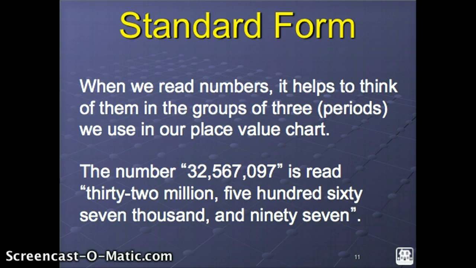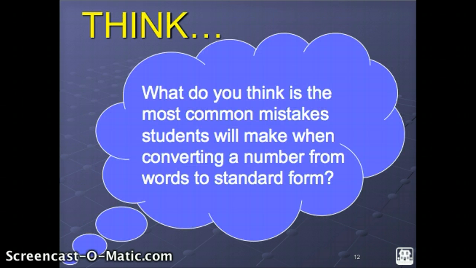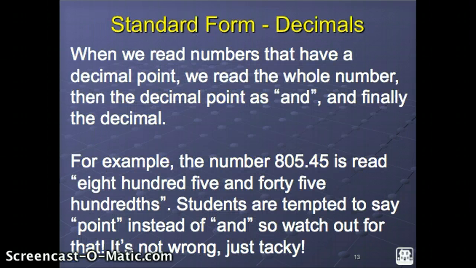When we read numbers, it helps to think of them in the groups of 3 that we used in our place value chart. So the number 32,567,097 is read just like I did. Another topic to think about for future discussions. What do you think is the most common mistake students will make when converting a number from word to standard form?